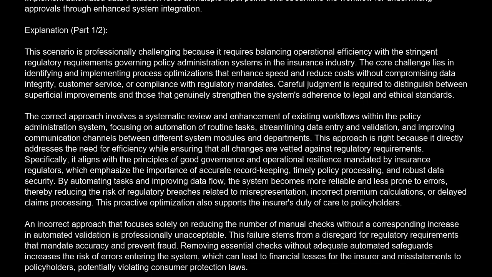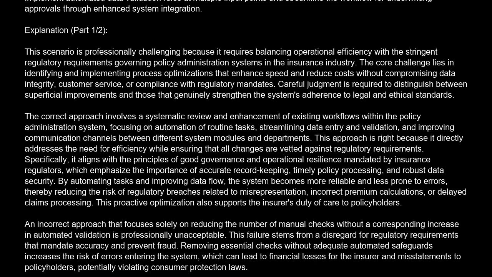The correct answer is D. Implement automated data validation rules at multiple input points and streamline the workflow for underwriting approvals through enhanced system integration. Explanation: this scenario is professionally challenging because it requires balancing operational efficiency with the stringent regulatory requirements governing policy administration systems in the insurance industry.